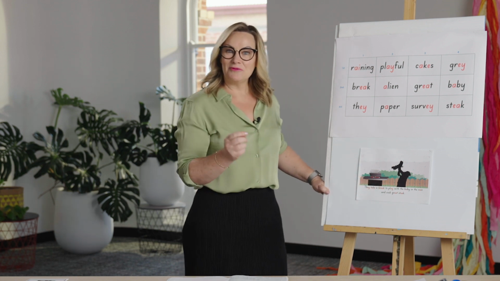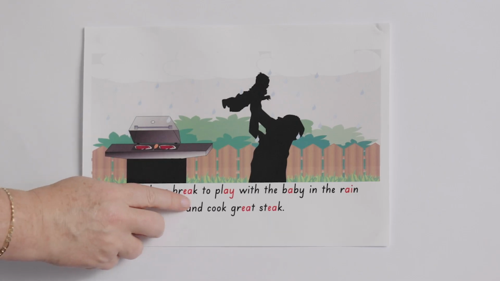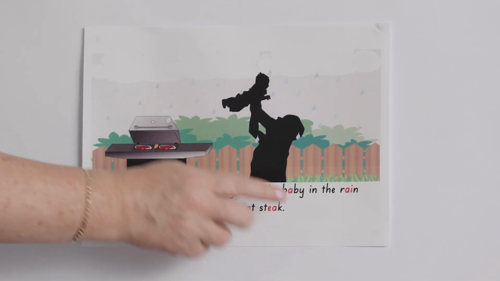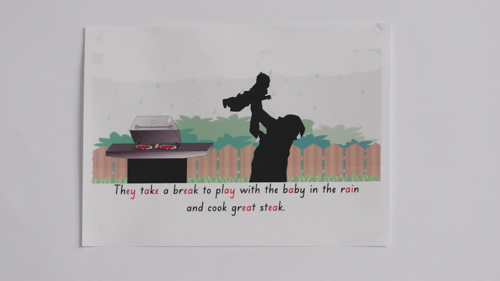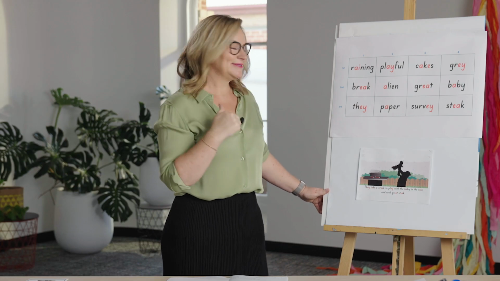So Zana's done a wonderful trick. She's put them all in the one sentence for us. So they take a break and play with the baby in the rain and cook great steak. If you can remember that little hook, it will help you bond those spellings.